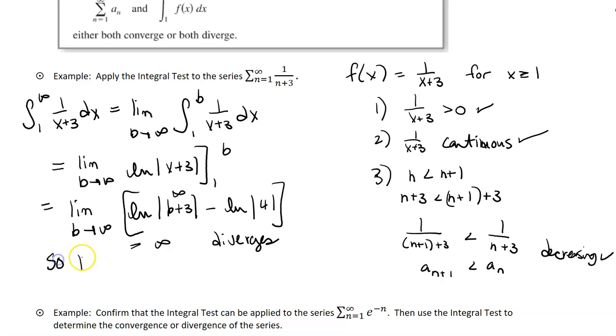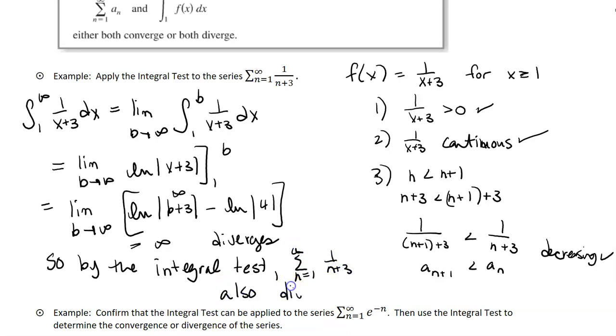So by the integral test, the sum from 1 to infinity of 1 over n plus 3 also diverges. If you get that your integral diverges, then the series diverges. If you get that your integral converges, then the series converges.